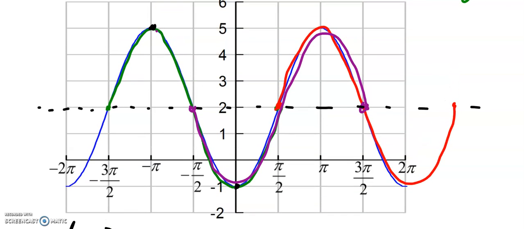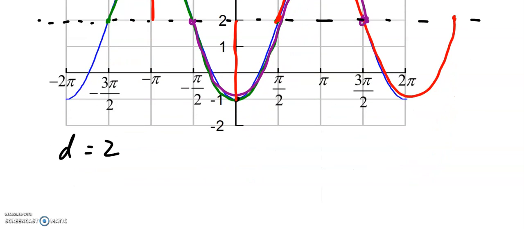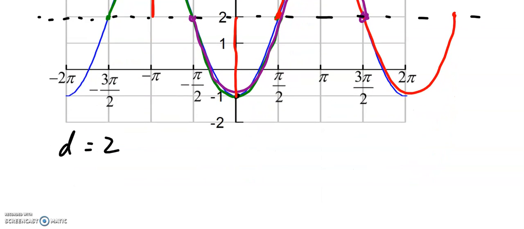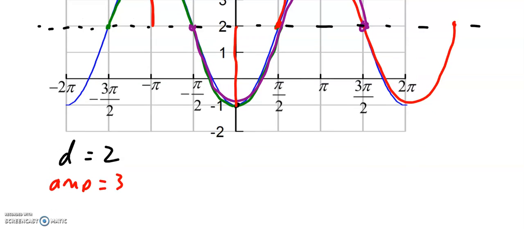Now my amplitude, from there, I can see that from the midline to the height, or from the midline to the lowest point, that's a distance of 3. So my A value is either going to be 3 or -3, depending on how I choose my starting value. So for right now, I'm just going to say my amplitude is 3 because that's always positive.